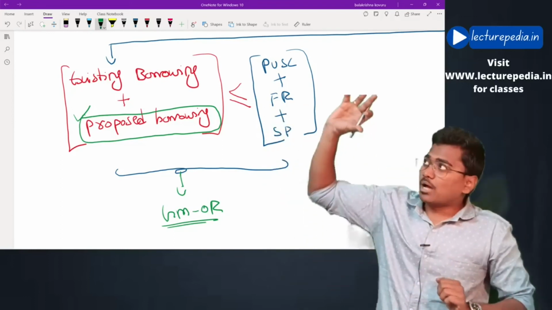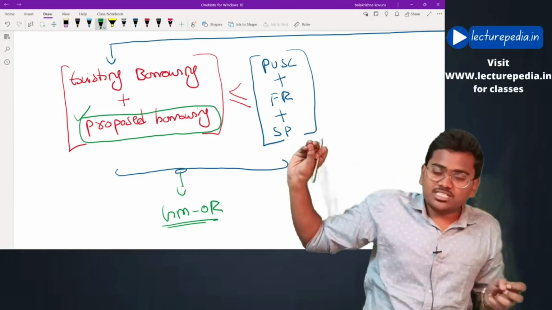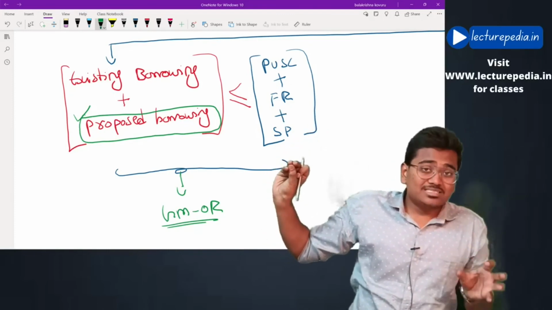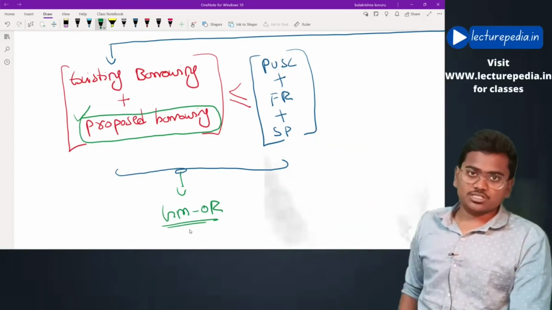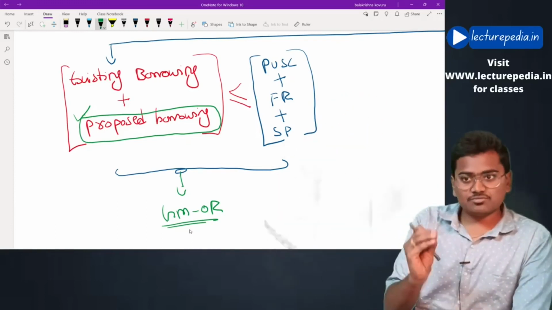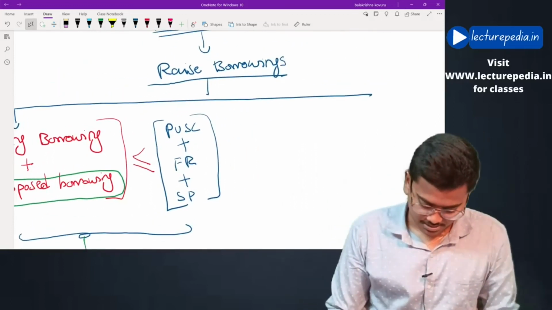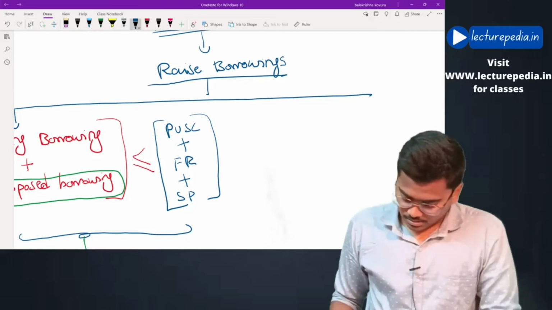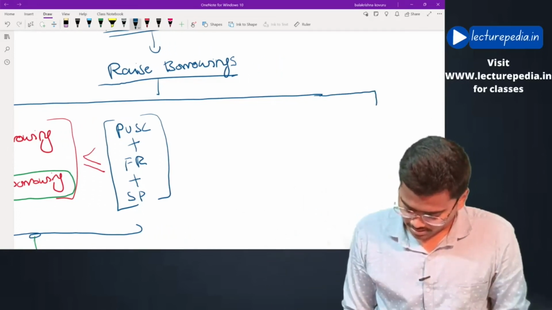Okay, if you add up that all three, and if you add up this existing borrowing plus proposed borrowing, this is less than this three. In that case, general meeting ordinary resolution is required. We will understand this with the help of examples also. Let me draw up the chart. Basically, this linking is very important. I forgot to tell you that.